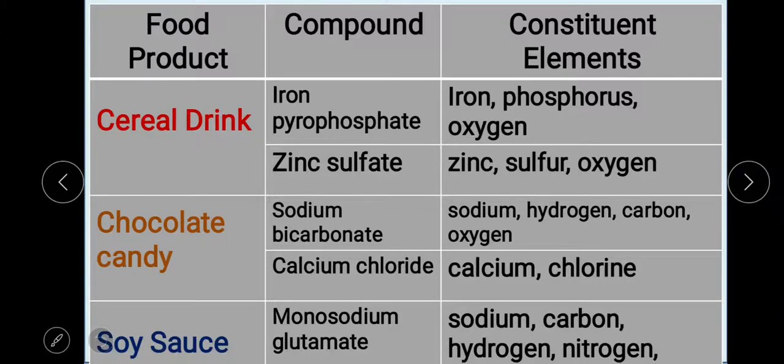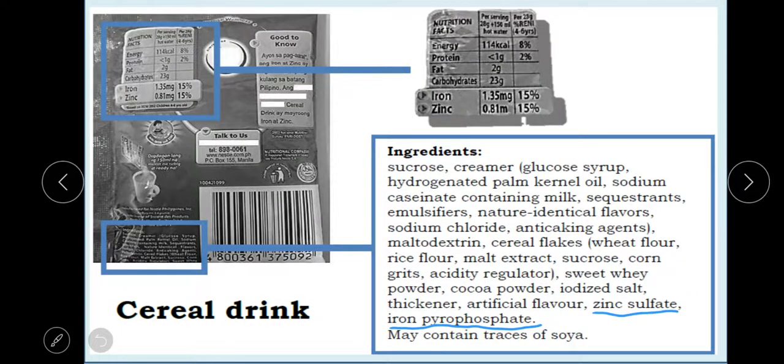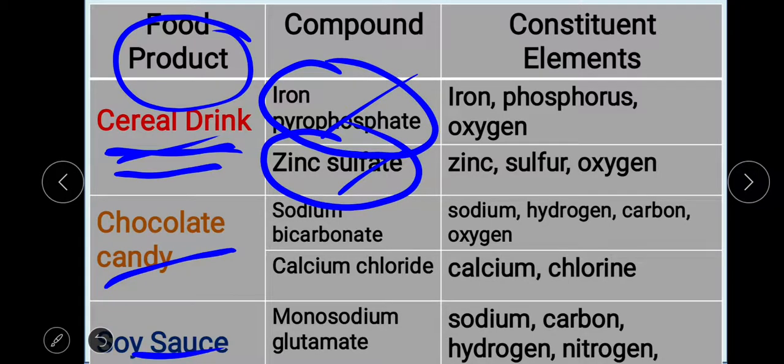Okay. One thing I need you to see is this: cereal drink, chocolate candy, and soy sauce are food products, and this cereal drink has many compounds. One of the compounds present in the cereal drink is iron pyrophosphate and zinc sulfate. It is underlined in this ingredient list. This is the ingredients of the cereal drink. One of the ingredients is zinc sulfate and iron pyrophosphate. It is present in the cereal drink. It is a compound. Pyrophosphate is a compound and zinc sulfate is a compound.